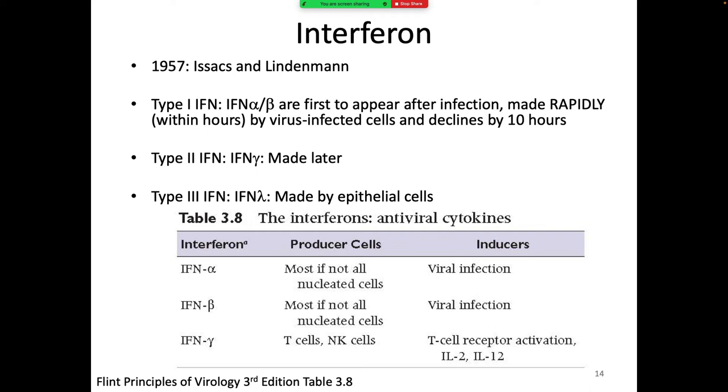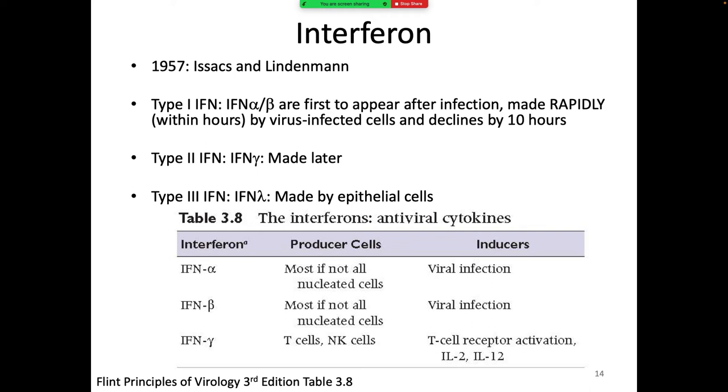So these cytokines that I told you about, the TNF, the IL-6, the IL-1 beta, are sort of the classic bacterial response cytokines, while interferon is the classic virus response cytokine. And we're going to talk about interferon here.